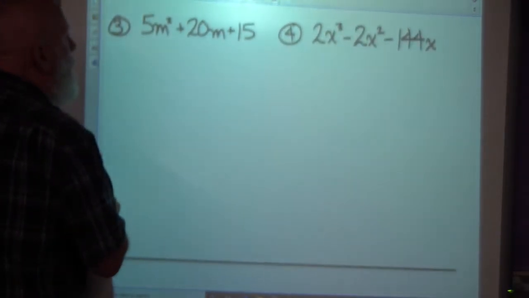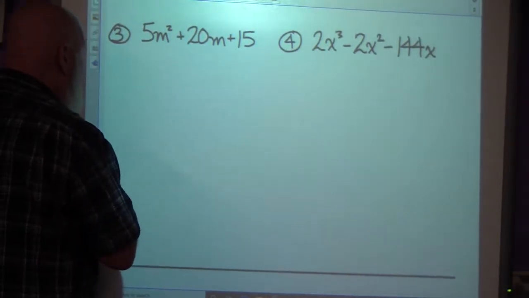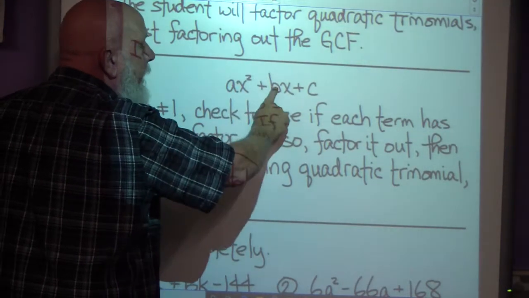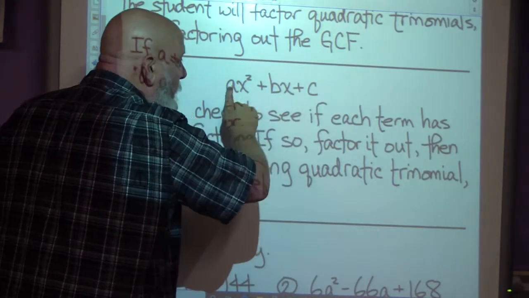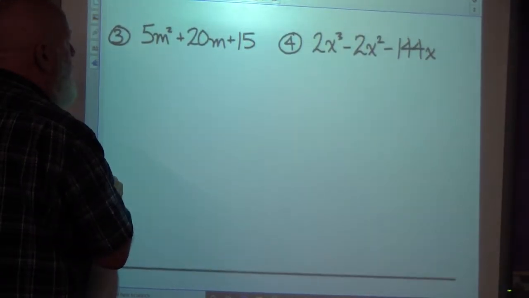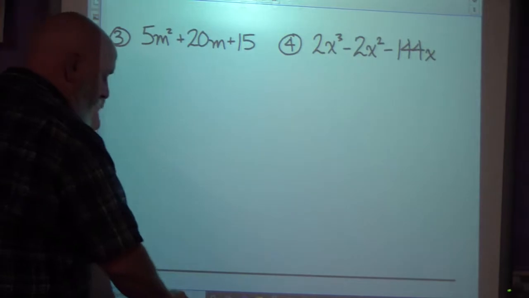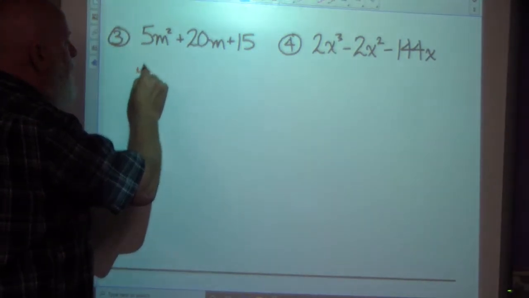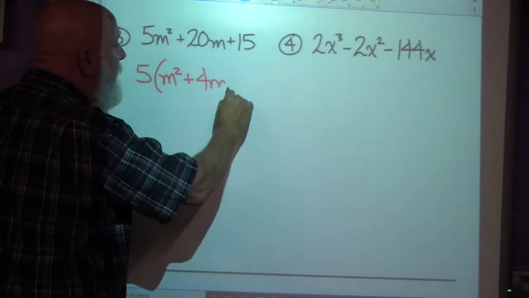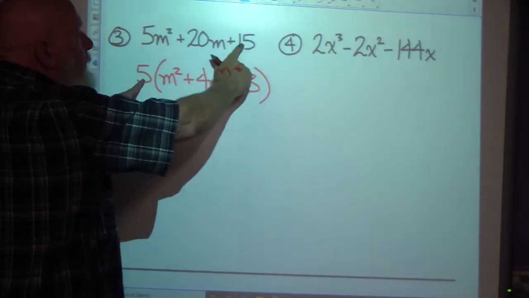Okay. I see here that this number, we're going to call it A, the coefficient of the quadratic term, that's the coefficient of the linear term, and that's the constant. These are all three going to be numbers. This coefficient of the quadratic term, A, is a 5. So I'm going to see if I can divide all of these by 5, and I can. So I'm going to factor that 5 out. That gives me 5 times the quantity m squared plus 4m plus 3.